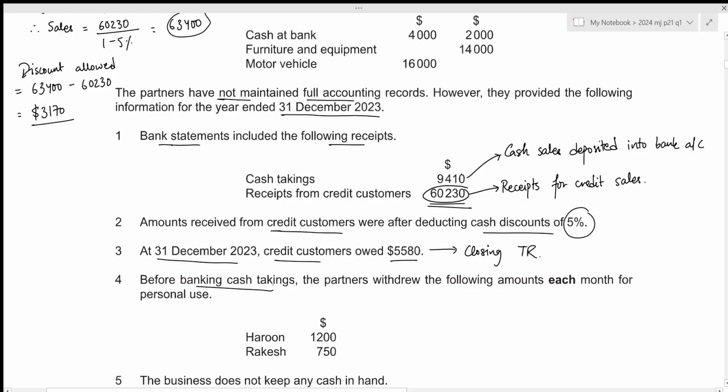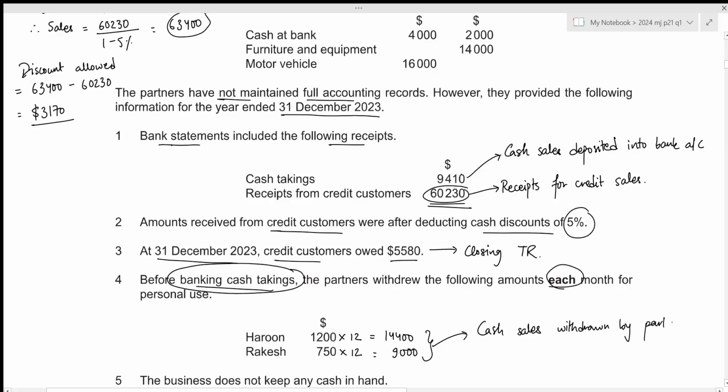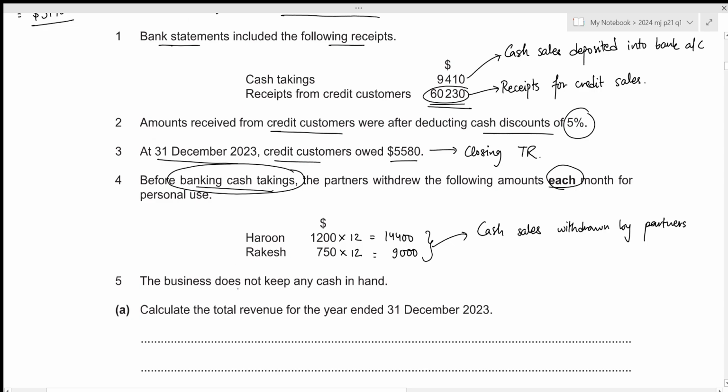Then before banking cash takings, the partners withdrew the following amounts each month for personal use. Okay, so on a yearly basis, Harun will withdraw 1,200 times 12 and Rakesh will withdraw 750 times 12. This results in the amount of 14,400 for Harun and 9,000 for Rakesh. And remember that these are the amounts before banking cash takings. It means that these are also the amounts for the cash sales withdrawn by the partners. Okay. Then the business does not keep any cash in hand. We will store all of our cash within the bank account.